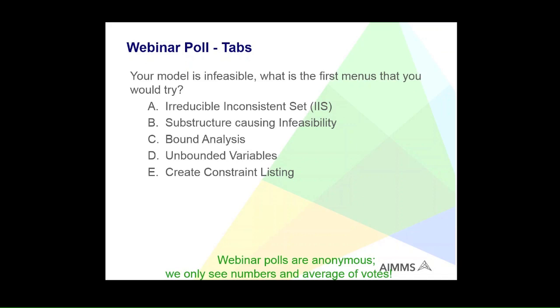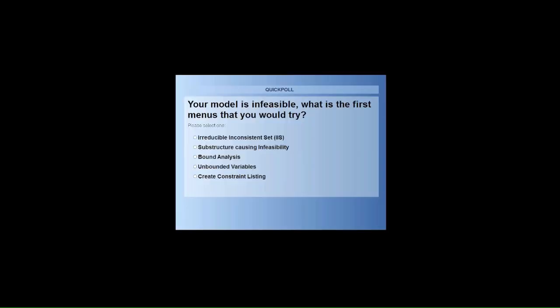Another poll. Your model is infeasible. What is the first menu that you would try? Would you try the IIS, the substructure causing infeasibility, the bound analysis, the unbounded variables, the constraint listing? Okay, I've launched the poll. Votes are coming in. I think almost everyone has voted now. We'll wait a few seconds for the last few votes.